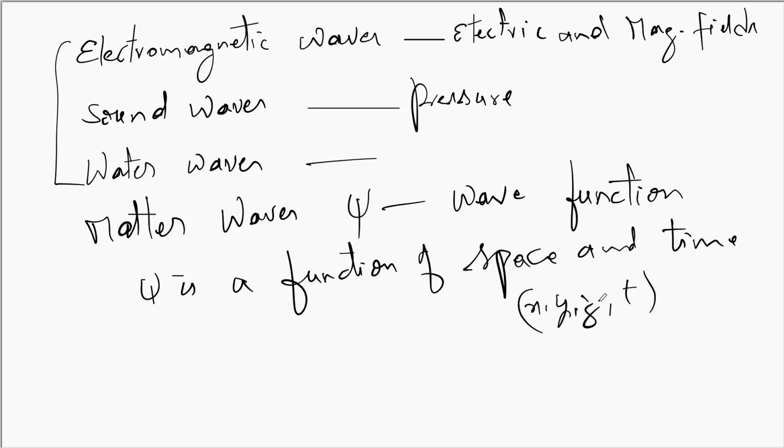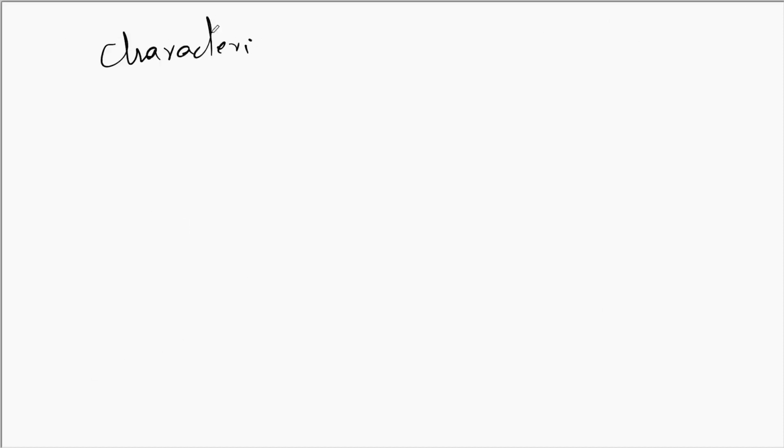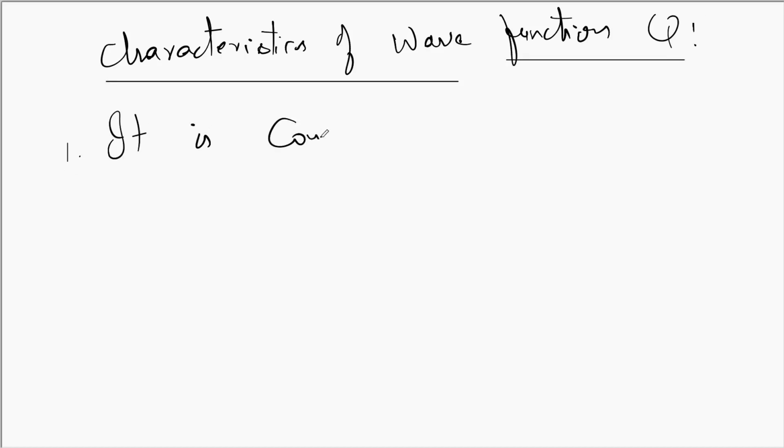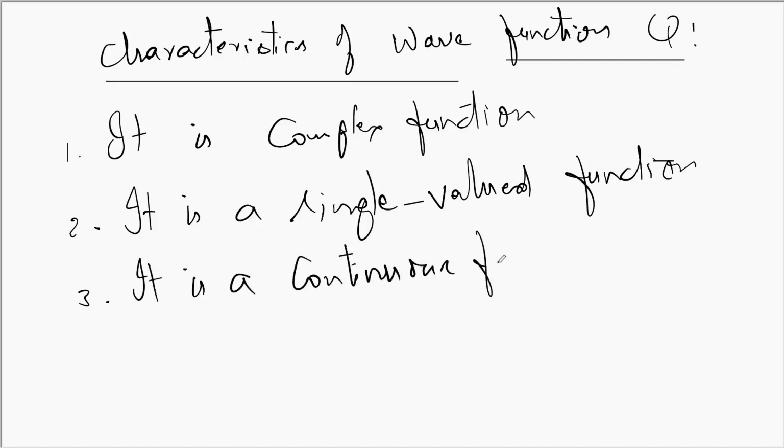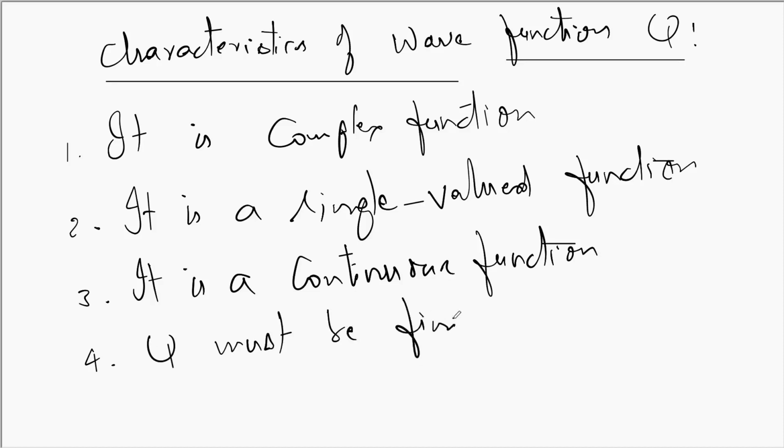The wave function psi has certain characteristics. The first characteristic is it is a complex function, it is a single valued function, it is a continuous function, and it is a finite function. Psi must be finite for all values of x, y, z.